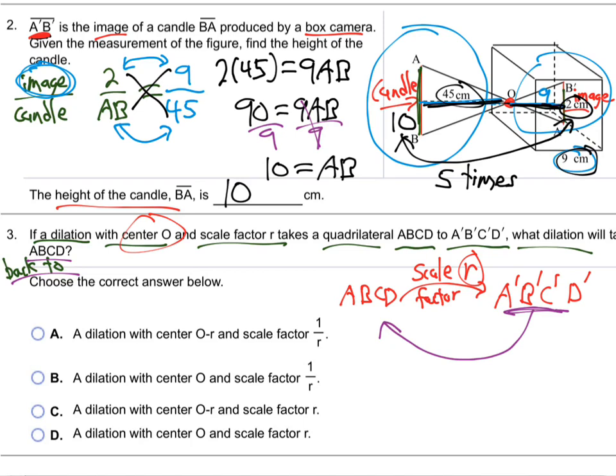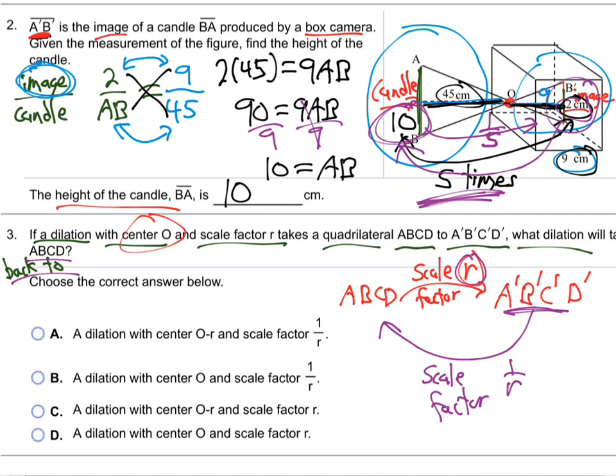What will take this image backwards? We just have to do the reverse, don't we? Now what's the reverse of scale factor R? It's 1 over R. Does that make sense? Let's go back to the last problem. We took the candle and it became 1/5 as big. It shrunk down. 10 became 2. That's dividing by 5. Then the other way, to take the image back to the original candle, you'd have to multiply by 5. See how these are the flip of each other? So to go back and forth between the image and the original, you just flip the scale factor. If the original scale factor is R, now it's got to be 1 over R.